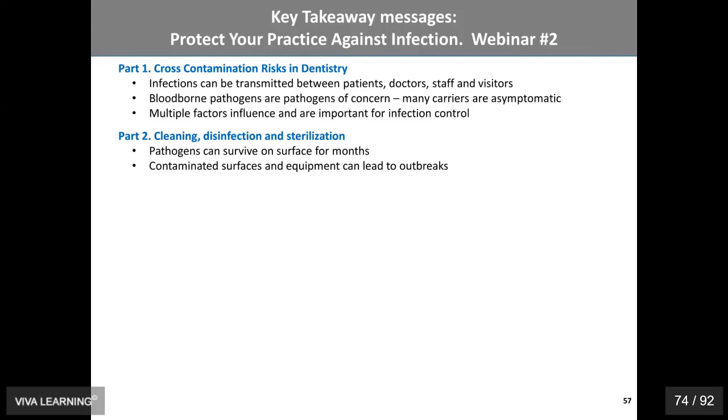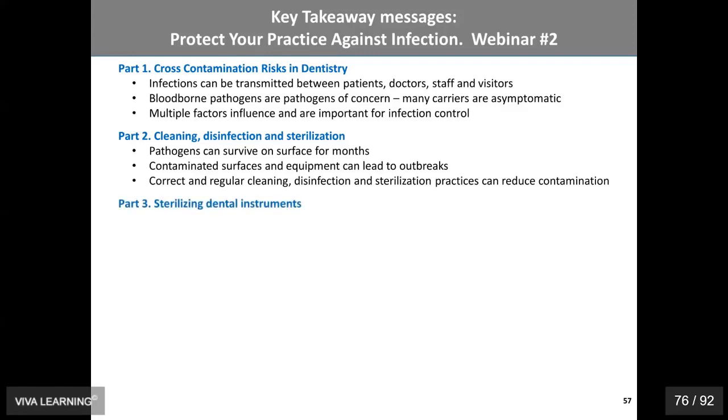Contaminated surfaces can lead to outbreaks of infection in your office. Correct cleaning, disinfection, and sterilization can reduce this. And not only is it the right thing to do, it protects your business, because I want you to eliminate as much liability as you can. We don't need to read about your office in the news. We don't need to have any type of outbreak in your office. We don't need to have any negatives for your patients to focus on.